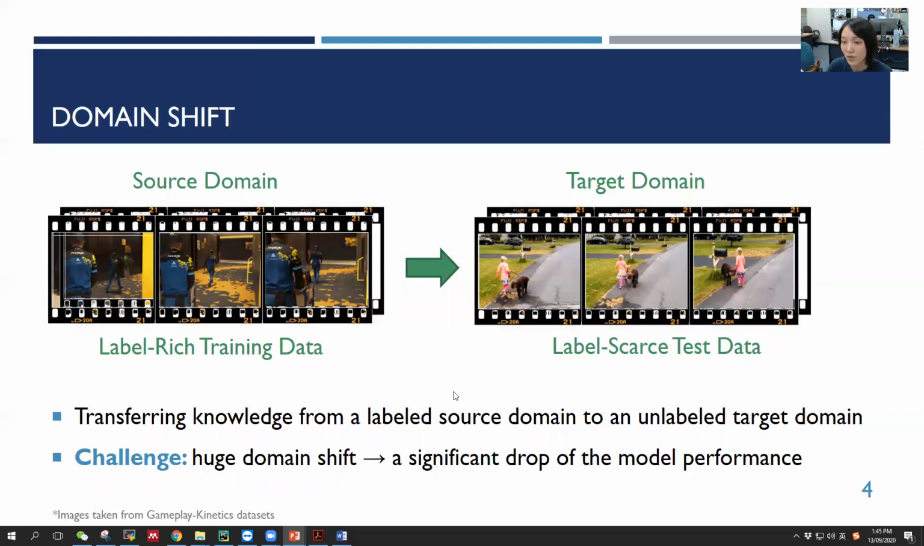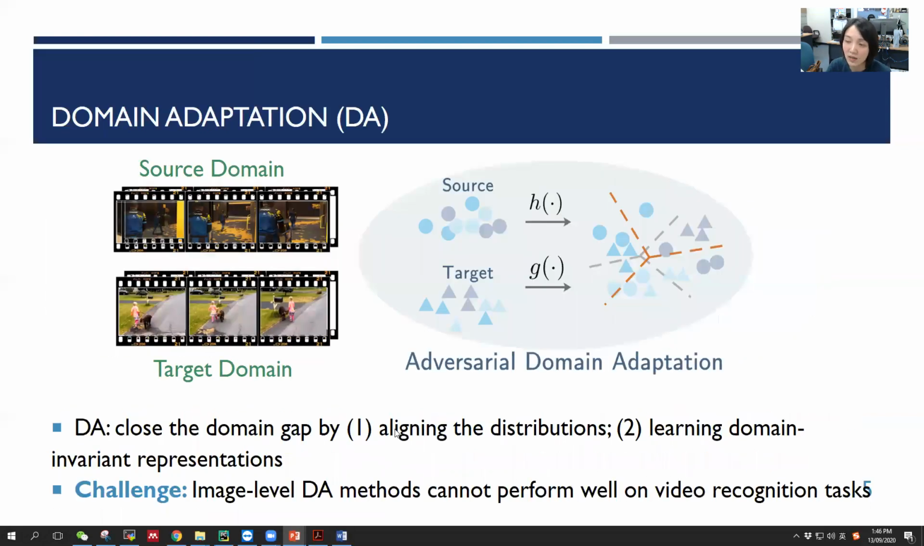For instance, in the shown Gameplay to Kinetics dataset, which is built under the challenging synthetic-to-real protocol, the training videos are generated by game engines and the test samples are collected from real scenes. In this case, the domain discrepancy between the source and target domains inevitably causes a significant drop of the model performance. So to tackle the dilemma, domain adaptation approaches have been investigated to close the domain gap by either aligning the distributions across domains or learning domain-invariant representations.